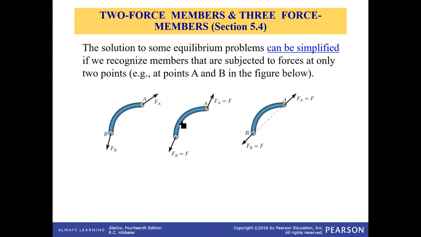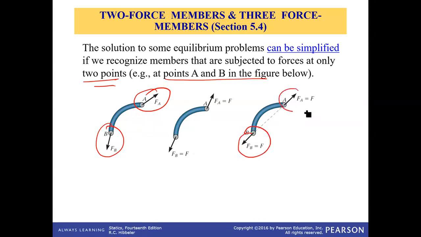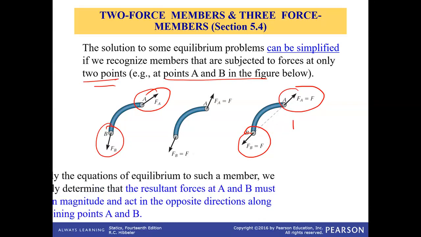The solution to some of the equilibrium problems can be simplified if we recognize members that are subjected to forces only at 2 points. For example, at points A and B in the following figure. So this bracket here is subjected to one force at A and one force at B. If we rearrange this bracket, then we can see that the total force, like the force acting at A and B, they have the same magnitude but the opposite direction. That means the number of unknowns is only 1 here, not 2.